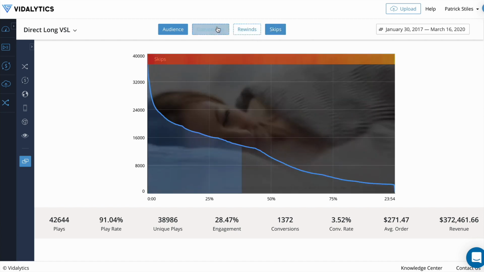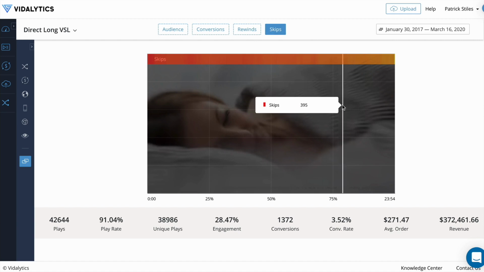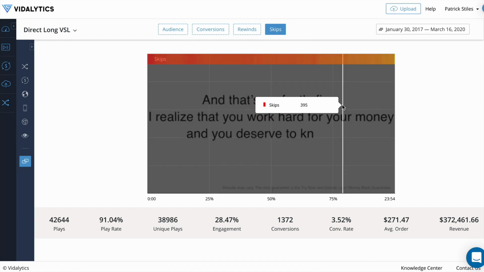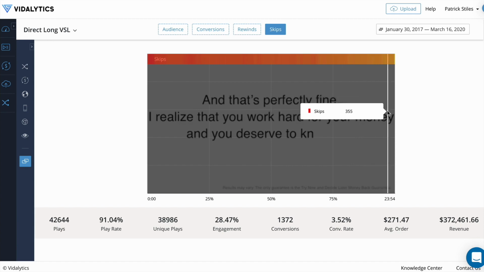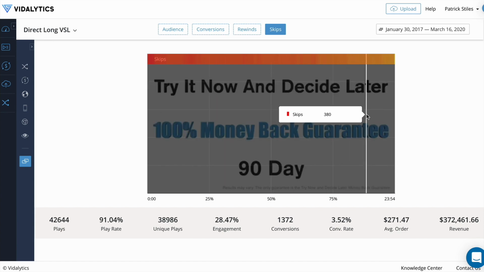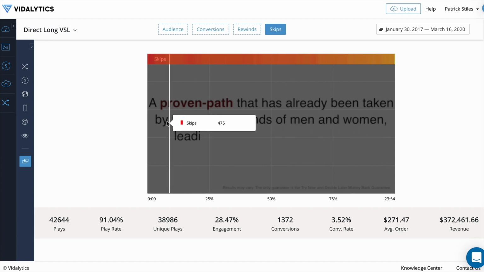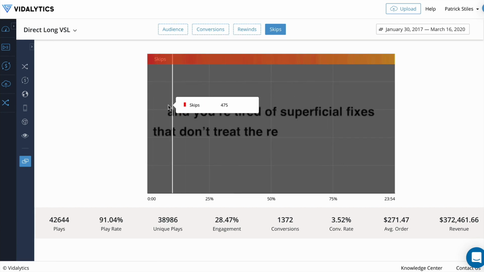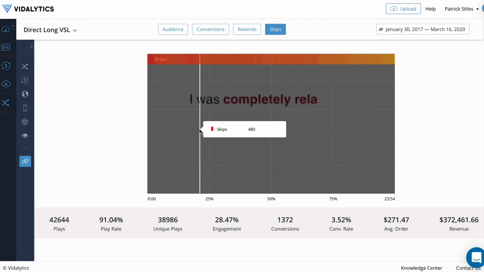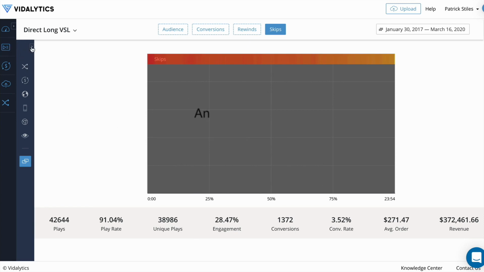And if there are too many things on your graph, you can always eliminate any of these so that you can just focus on the stuff that matters most. So we can see here that the farther into the video, the fewer skips there are. That's definitely a good sign. But still, there are a lot of skips here. And I'll break down which groups of users are skipping and which ones aren't by going over to these segments.